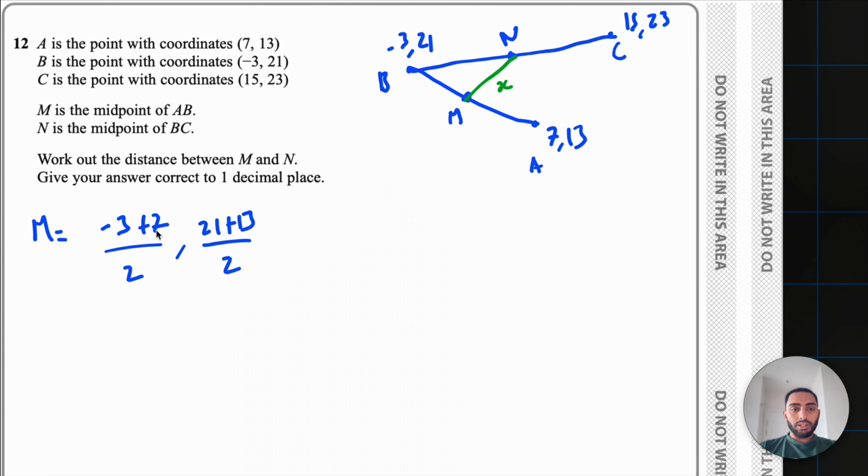Negative 3 add 7 is 4. 4 divided by 2 is 2. 21 add 13 is 34. 34 divided by 2 is 17. So that coordinate is 2, 17.